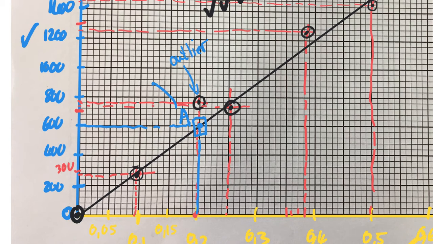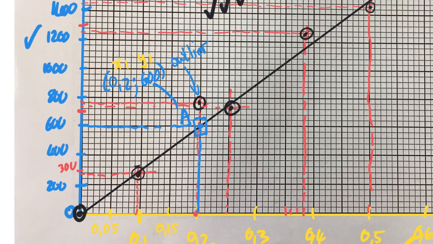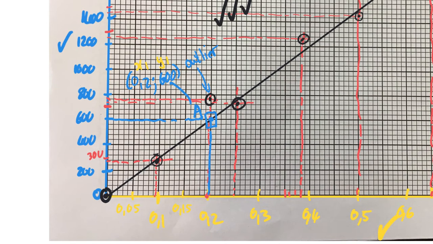A is going to be 0.2 and 600, and that's going to be x1, and that's going to be y1. Can you see? 0.2, and 600. I could have chosen that point, it doesn't matter. I've chosen A because it's nice and easy to read off the graph.